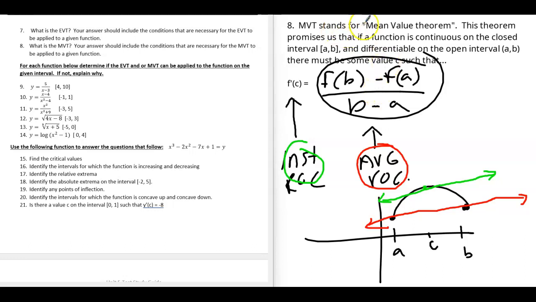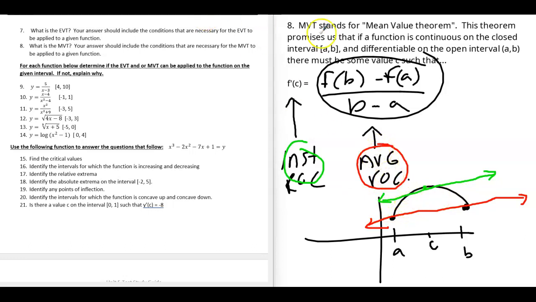So the mean value theorem promises us that if a function is continuous on the closed interval and differentiable on the open interval, then there has to be some c in between the a and b such that the tangent line at that point is equal to the slope of the secant line between the two endpoints of that interval. Okay, and this is the formula that basically says what this picture represents.